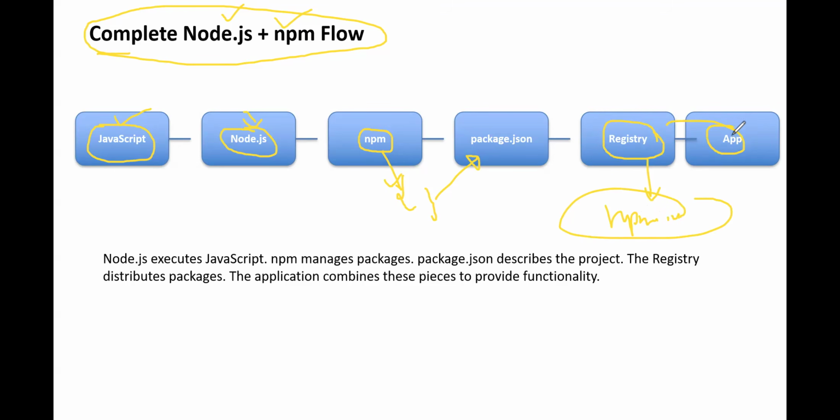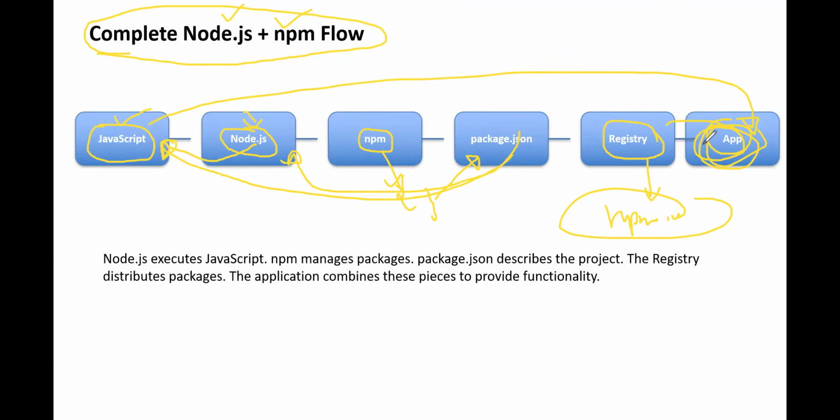Then this request will again be sent to Node.js, and from Node.js it will be sent to JavaScript, and then JavaScript will show that preview in the app or the website which the user is using. So this is the entire flow of Node.js and npm. Node.js executes JavaScript, npm manages the packages, package.json describes the project, the registry distributes the packages, and the application combines these pieces to provide functionality. Yes, this is the flow.